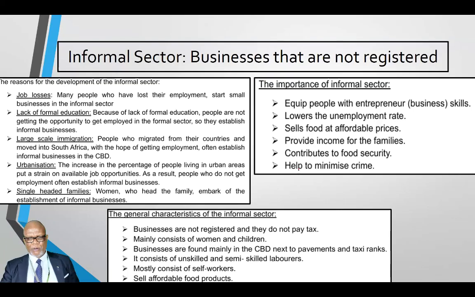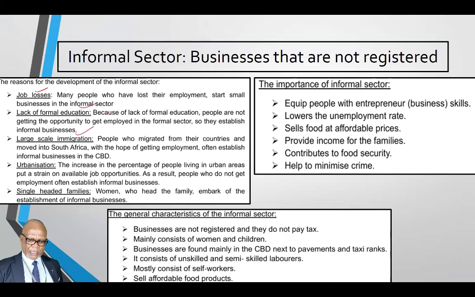Now, lastly, our topic is the informal sector. The informal sector simply refers to unregistered businesses. Now, why do we have an informal sector? Because people lost their jobs, and there is a lack of formal education, so people cannot show a certificate. If you cannot show an employer your qualifications, you cannot be employed, because the formal sector wants a minimum of a degree or a matric certificate or equivalent. If you cannot produce that but you can still work, what do you do? You involve yourself in the informal sector.